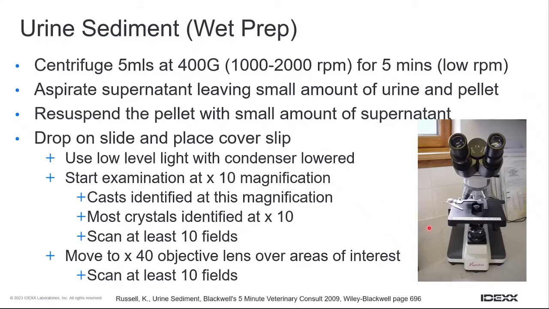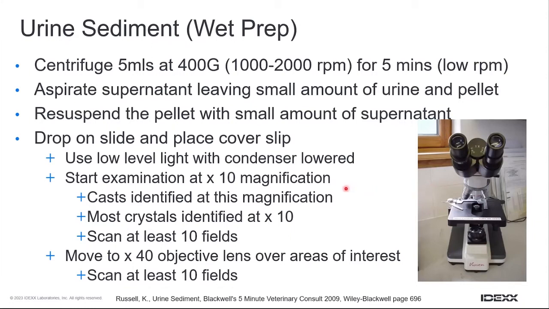So a drop of the mixture onto a glass slide, place a cover slip, and then we want to analyze this under the microscope using low-level light with the condenser lowered. So here on the right-hand side of your screen, you can see a standard binocular microscope. For those of you who aren't sure what the condenser is, you can just see it underneath the platform here. It's the little thing that you can move up and down. That's the condenser, and we want that to be lowered. And we also want to reduce the amount of light coming through because it will be easier to see some of the clear elements that we might identify in the urine sample.